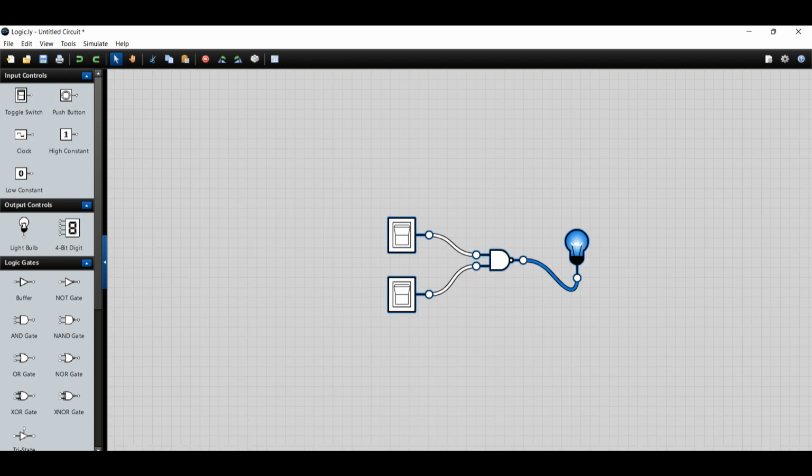NAND gate. The NAND gate is a contraction of AND NOT gate. The output is high when both inputs are low or any one of the inputs is low. The output is low when both inputs are high.